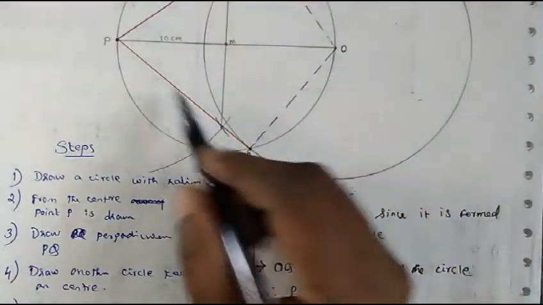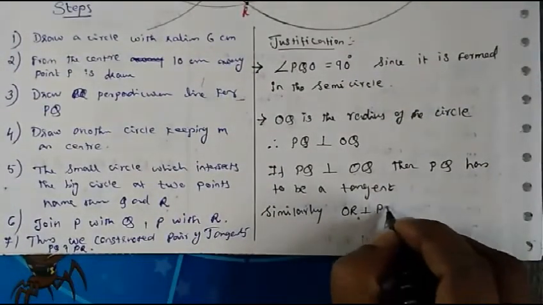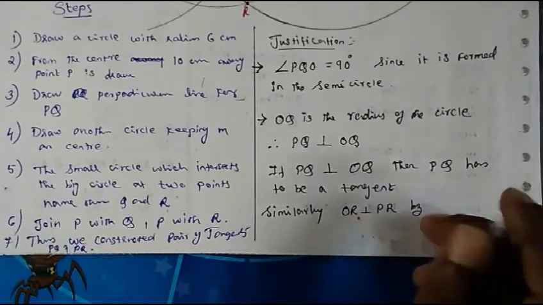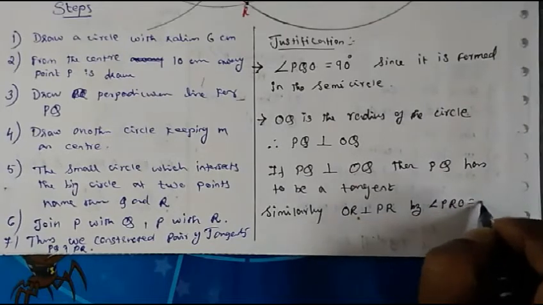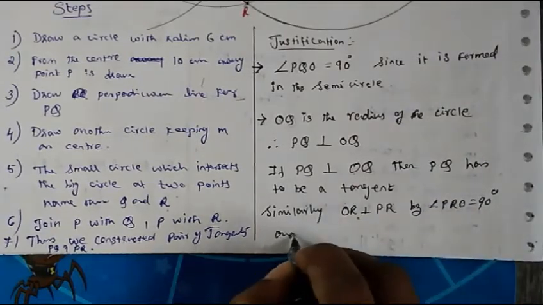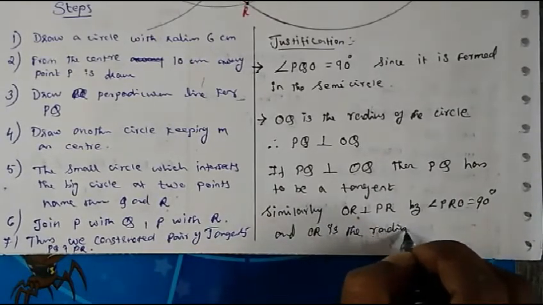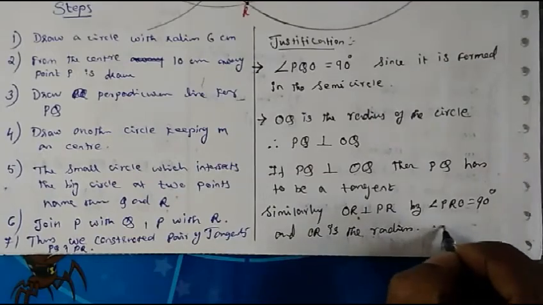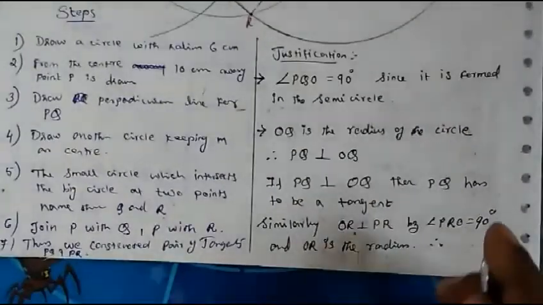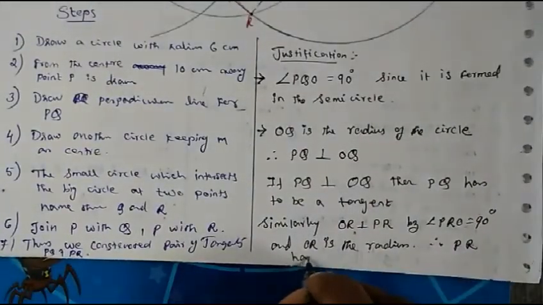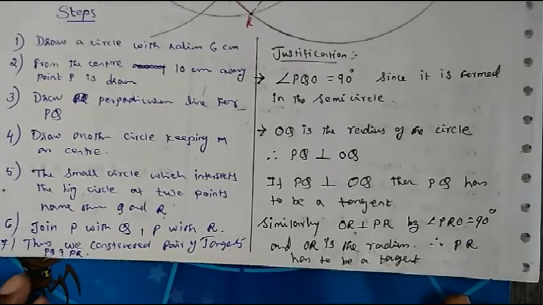Okay. So similarly, OR is perpendicular to PR because angle PRO is 90 degrees and OR is the radius. Therefore PR has to be a tangent. I hope it is clear to you.